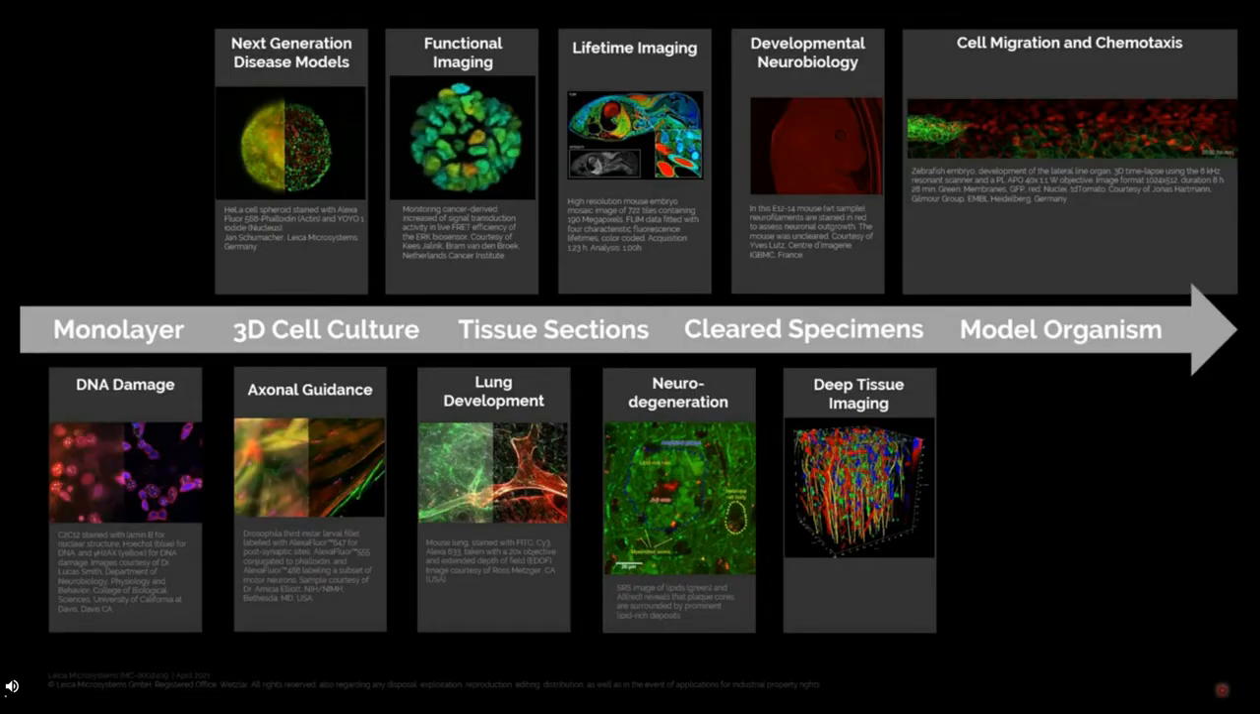So biology today spans many different sample types. These can be monolayer cells to three-dimensional cell cultures, tissue sections, and even model organisms. These can be fixed and live. So at the top right, we have an example of cell migration.